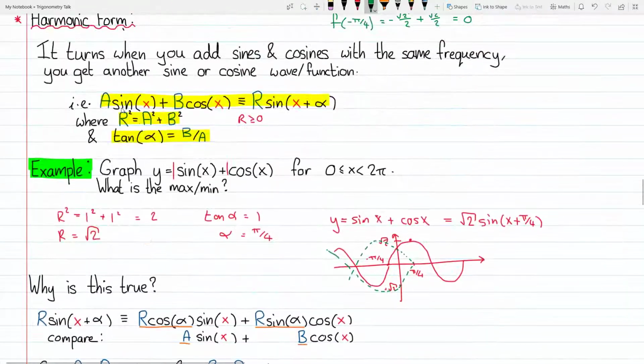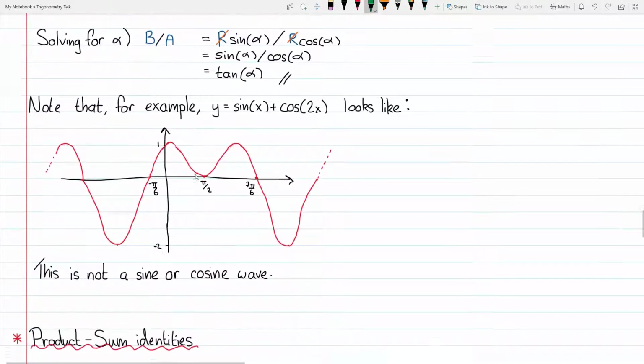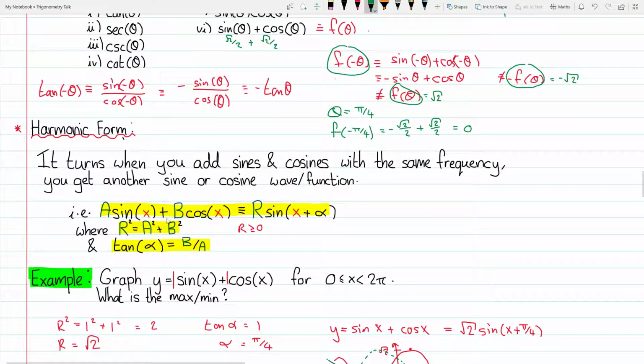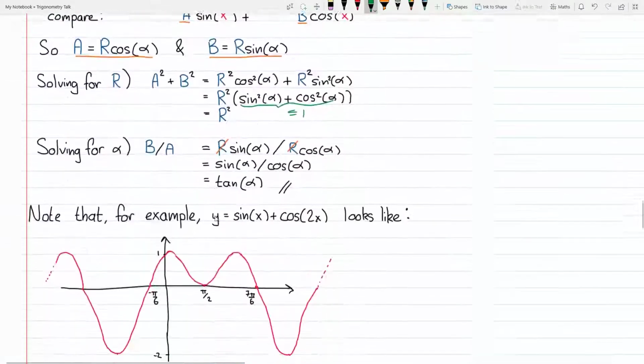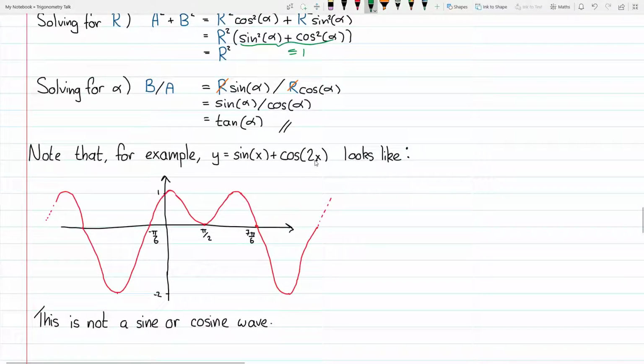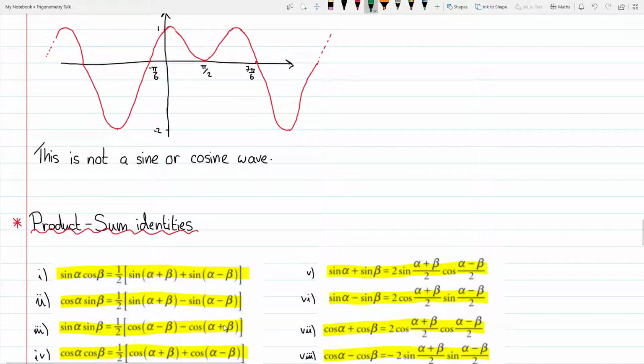If these two are equal, then we get these two situations. Now, I noted that they need to be the same argument. If, for example, we had a 2 in front of here, we get this weird looking curve. It's not going to be some shift in multiple of a sine wave, because it has multiple bumps. It's not just uniformly going up and down. It goes down a lot and up a lot and then down a little bit and up a little bit. So this is not a sine or a cosine wave.